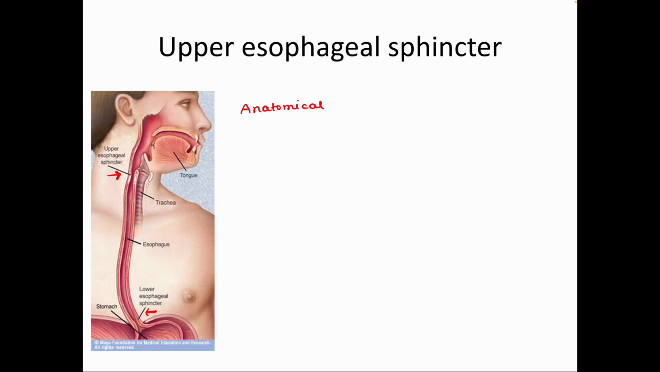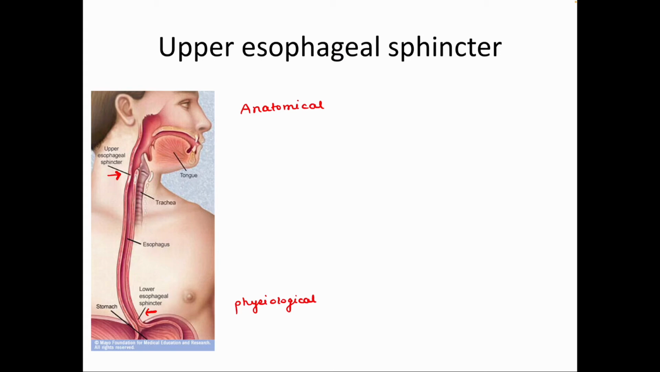Lower esophageal sphincter is a physiological sphincter. Physiological sphincter means there is an area of high pressure. Due to the pressure, it will be collapsed. There is no true anatomical sphincter present. It is just a physiological sphincter.